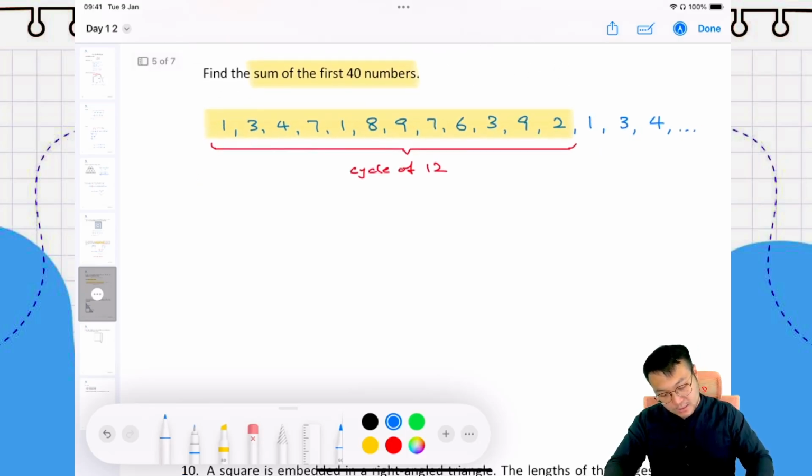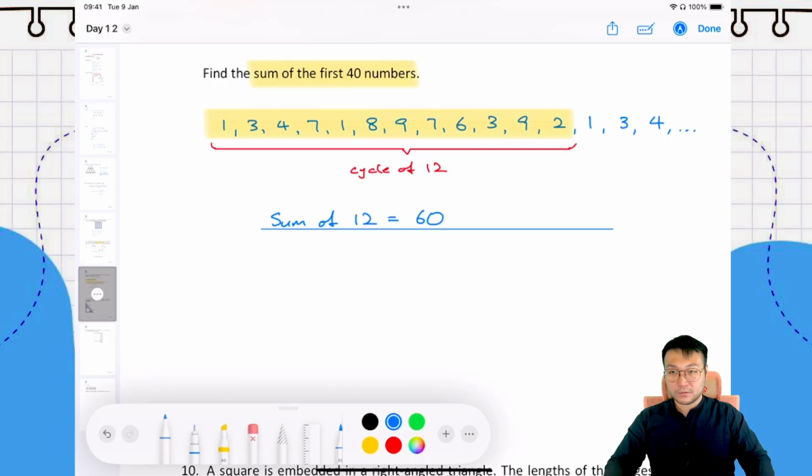Why don't we add all these 12 numbers together? Okay, you add all the 12 numbers together. So sum of 12. Let's add all of them together. 1 plus 3 plus 4, that's 8. Let me add them up. 8, then 15, 16, 24, 33, 46, 49, 60. Okay, so you add everything together, you get 60.